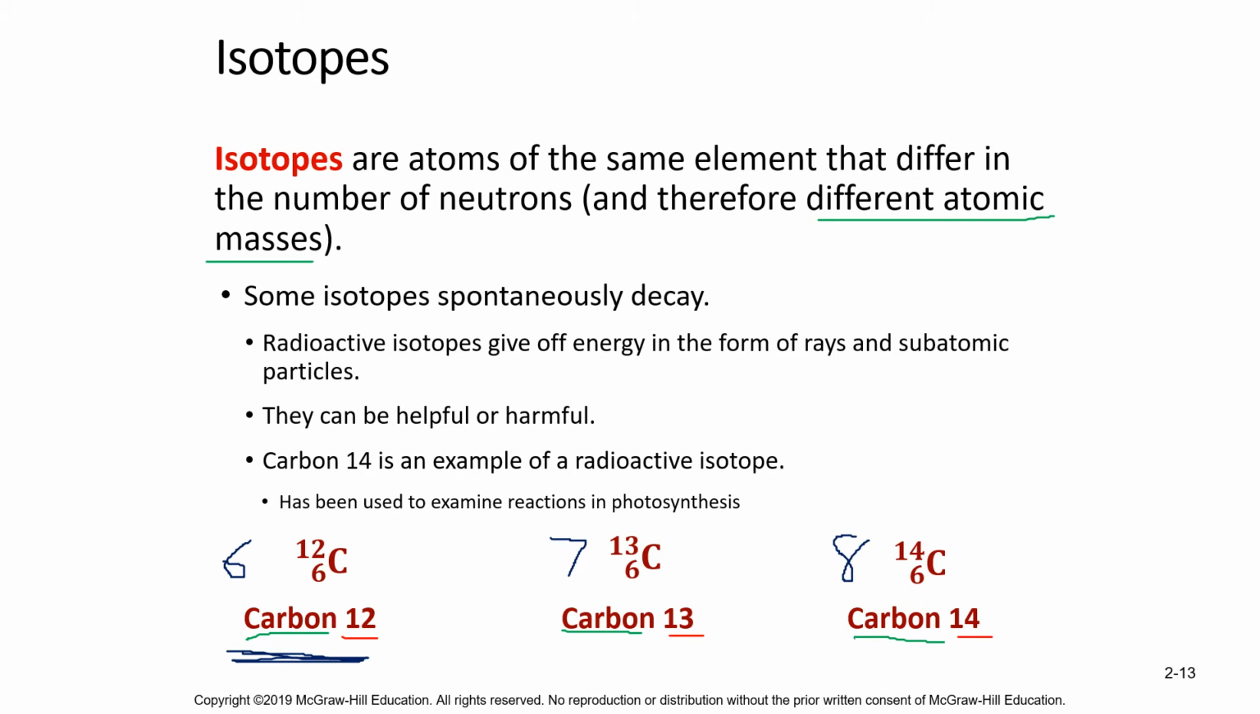So know the definition. Isotopes are atoms of the same element that have different numbers of neutrons, which means they have different atomic masses. Some isotopes are radioactive.